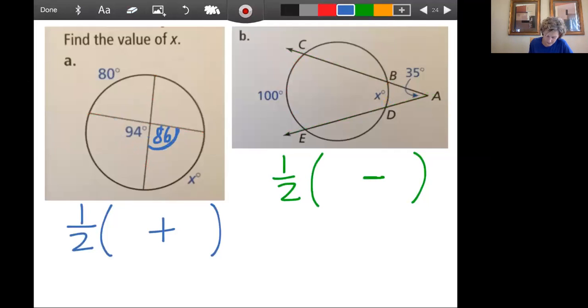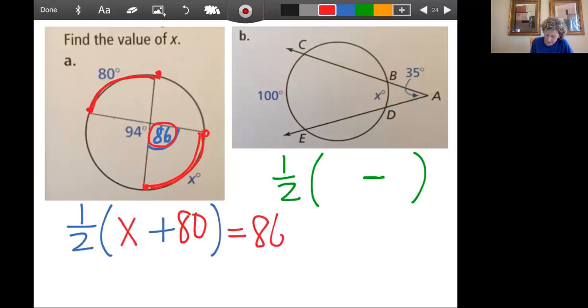And then the formula says that this angle here will equal 1/2 of these intercepted arcs here and here. So in other words, 1/2 of X plus 80 will equal 86. Let's see if I can do that better. 1/2 of this arc, let's call it X, plus this arc, we'll keep that in red, 80, equals 86.